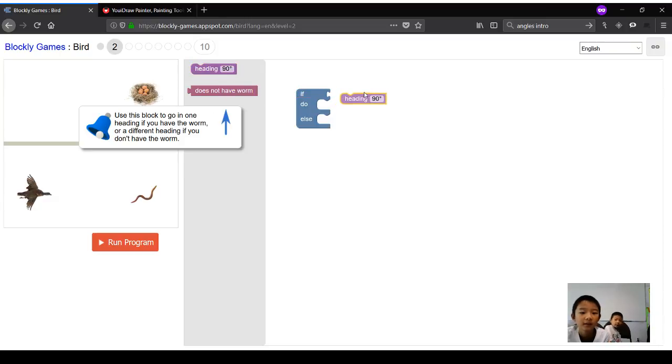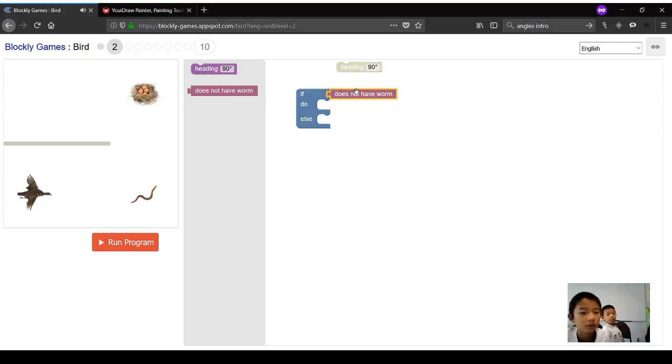Okay, this time we need to use... Wait, can you read the hint first before you try? Use this block to go in one heading if you have the worm, or a different heading if you don't have a worm. It's talking about the if-else block. If-else. Okay. And the way you're doing it is correct. You put this condition: if it does not have the worm, then we're going to head a certain direction. And then once we have the worm, we're going to head in a new direction.